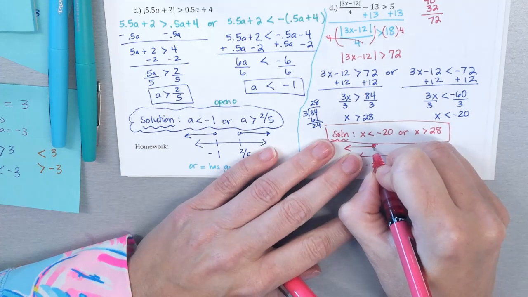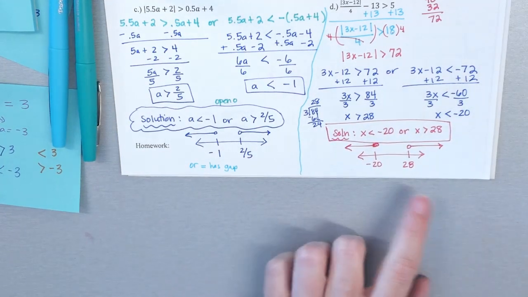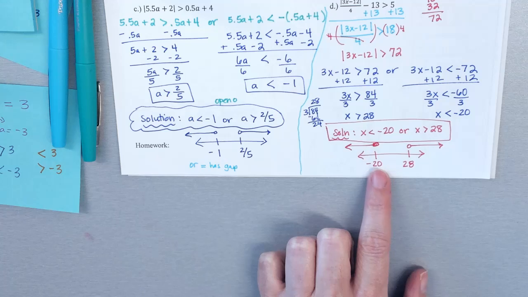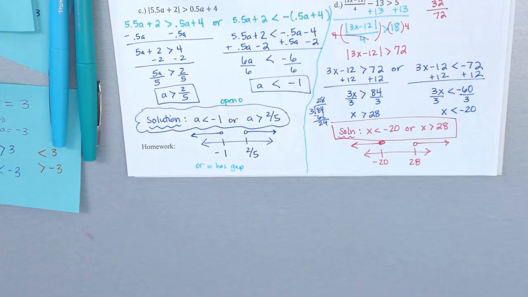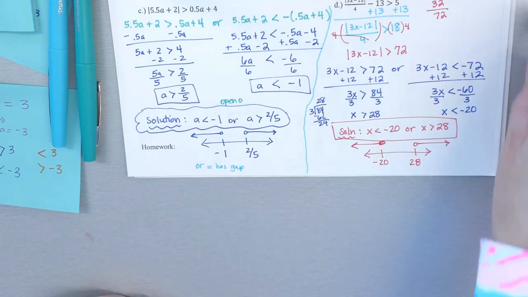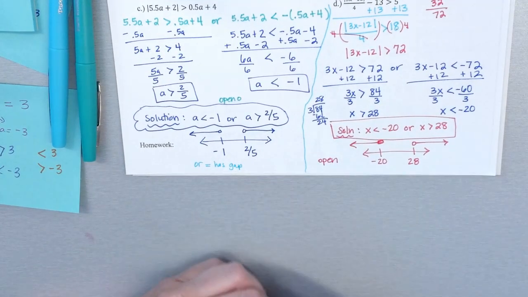I'm going to make that a little clearer. It's open. Doesn't look great. Okay, and then again, these were both open because they didn't have the equal to. So it's closed if it's equal to, open if there's no equal to.